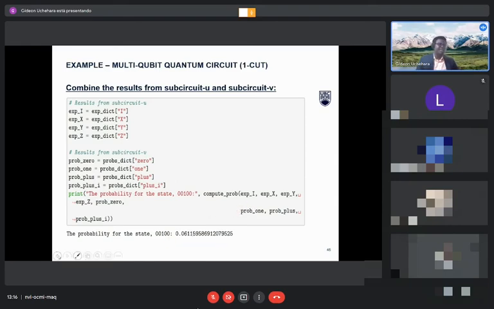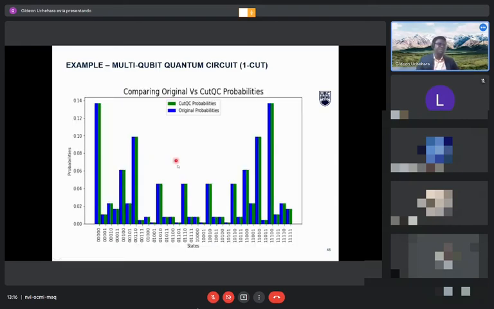If we combine them together using the equation I've shown earlier, we're going to get this. This is just a summary: if you do this for all the other states, you're going to have it be equal to the original uncut circuit. As you can see here, the probability distribution for the cut QC is exactly the same as the probability distribution for the original uncut circuit. So that's the point with this multi-qubit system.